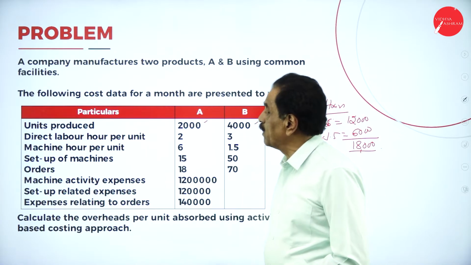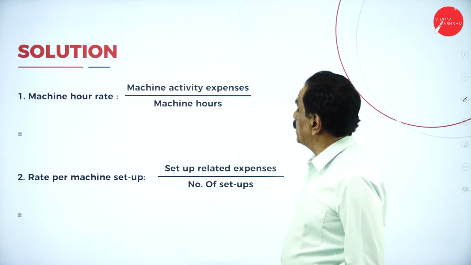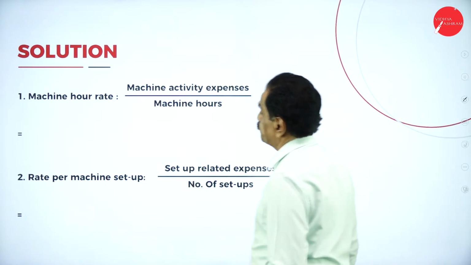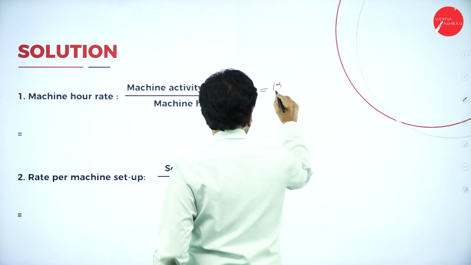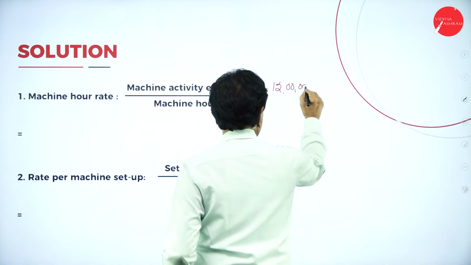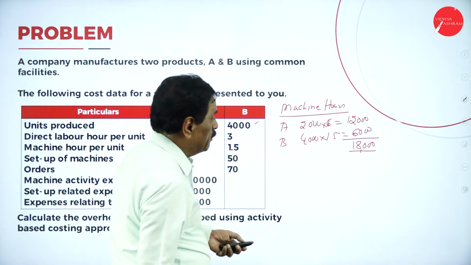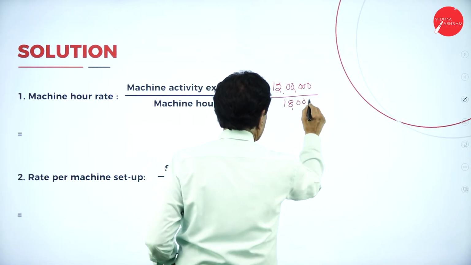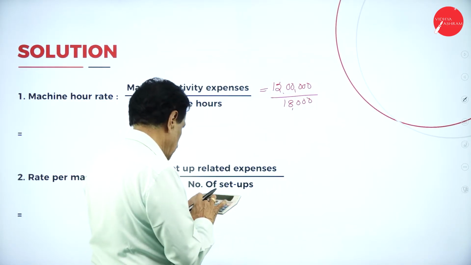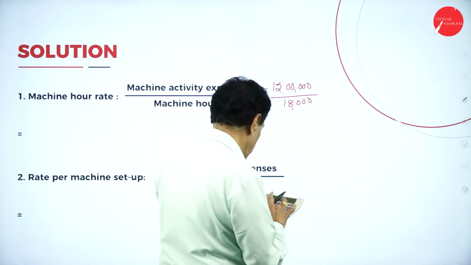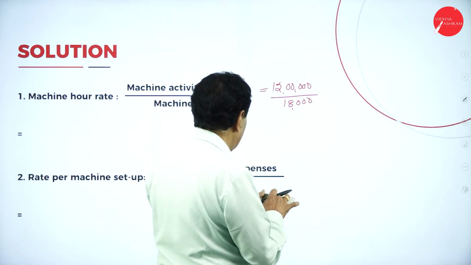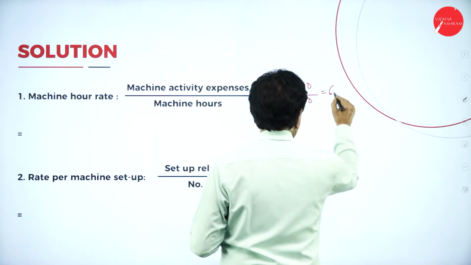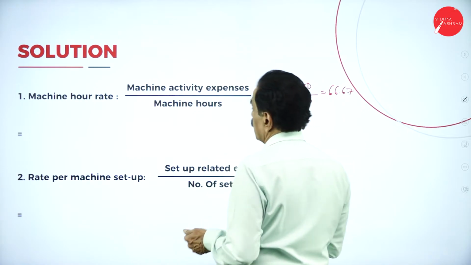If we go with the problem, what is the first one? Machine hour rate is machine activity expenses divided by machine hours. What are the machine activity expenses? 12 lakh, divided by the machine hours you calculated, 18,000. Dividing 12 lakh by 18,000 gives 66.66 or 66.67 per hour.